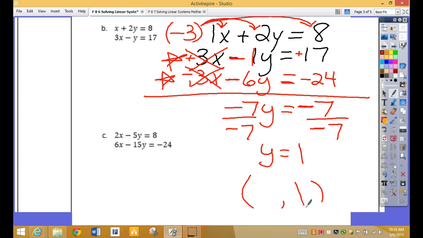Now I go up here into one of my originals. I put 1 in for the y, right here. Now, 1x plus, what's 2 times 1? 2. Equals 8. So now I'm going to rewrite that over here. 1x plus 2 times 1 is 2 equals 8. What do I have to do to solve that? Subtract 2 from both sides. Now I have 1x equals, well, what's 8 minus 2? 6. So our x is a 6. So our final answer is 6 and 1.